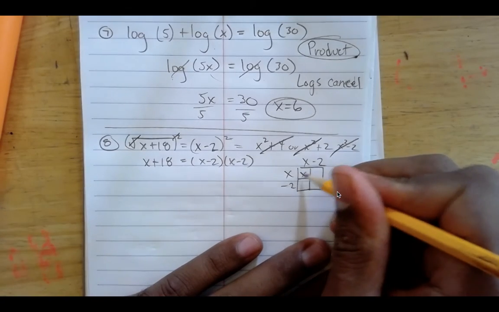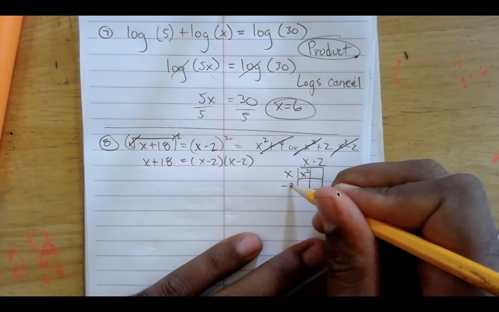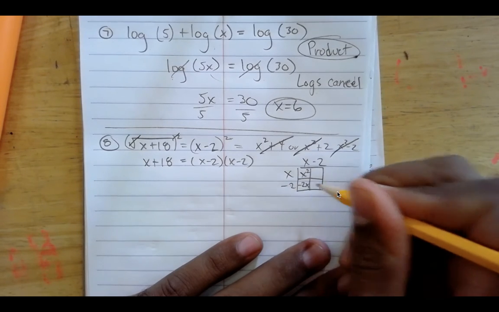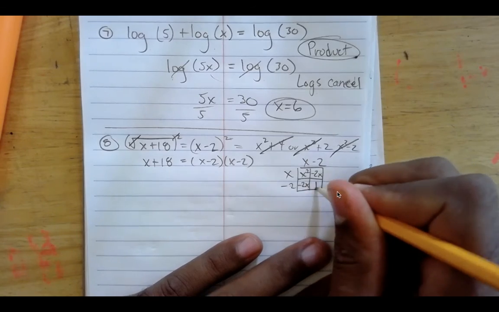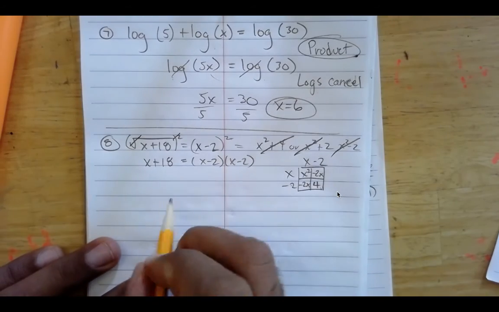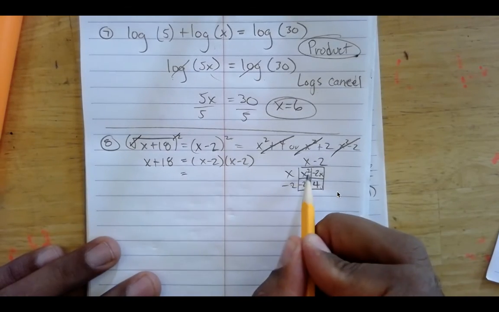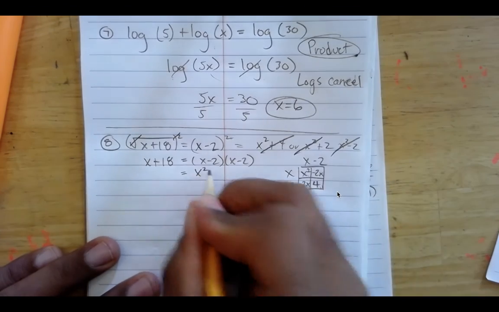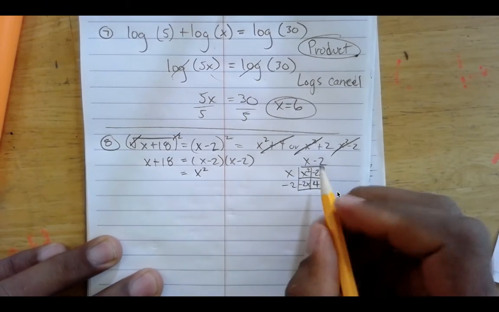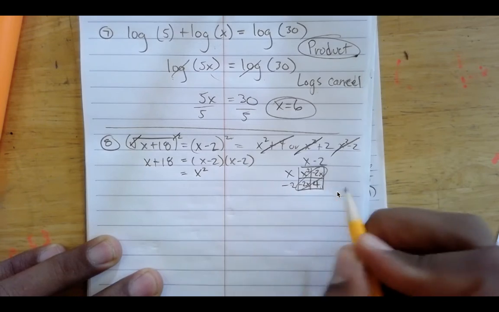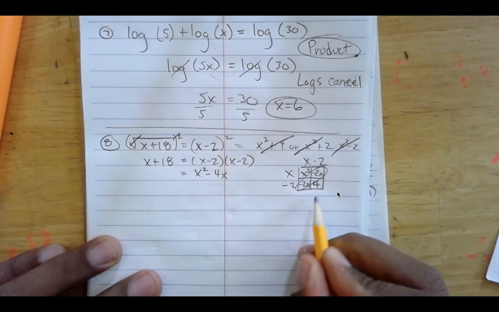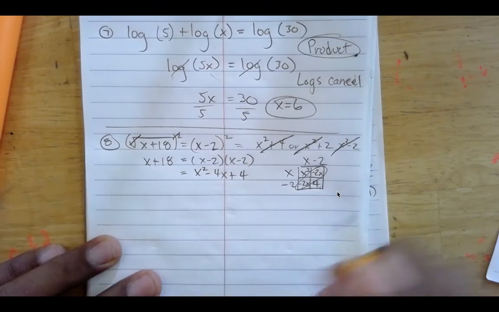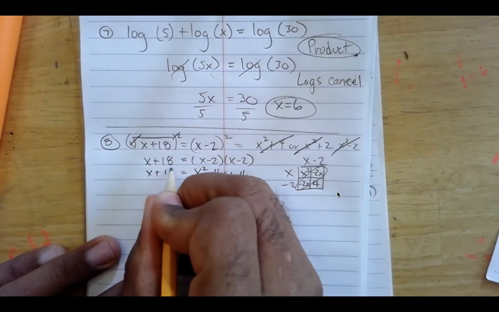So x times x is x squared, negative 2 times x is negative 2x. Same thing here, negative 2x. Negative 2 times negative 2 is positive 4. Okay, so now I write my first term, x squared, and I want to combine the like terms. The only two like terms are the negative 2x and negative 2x, so that adds up to negative 4x, and then I have positive 4.